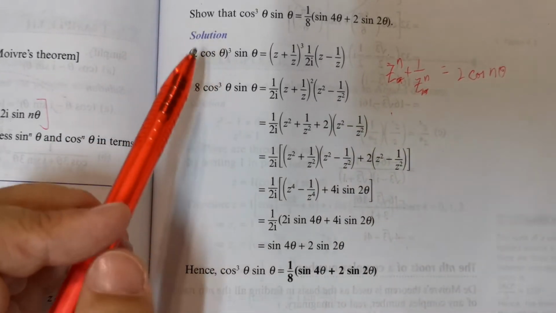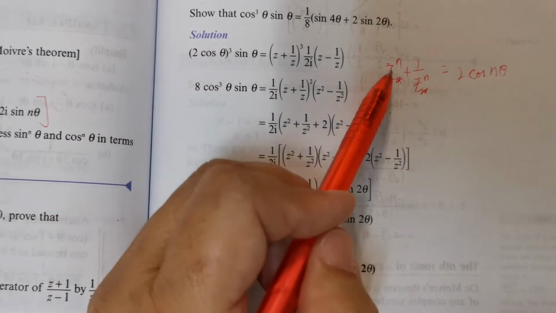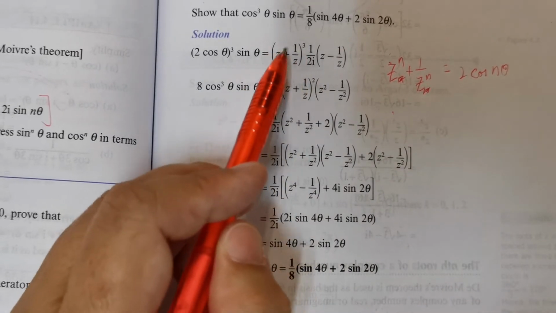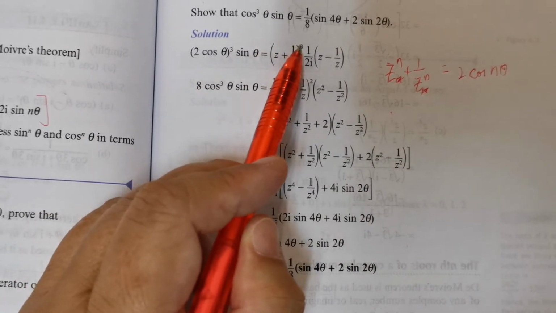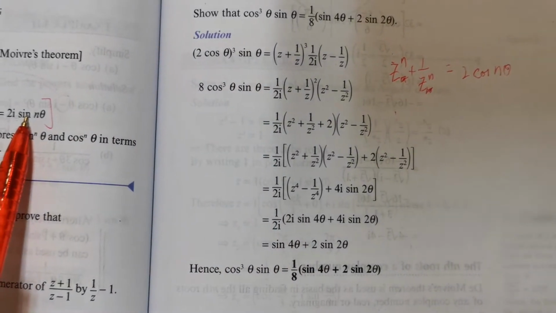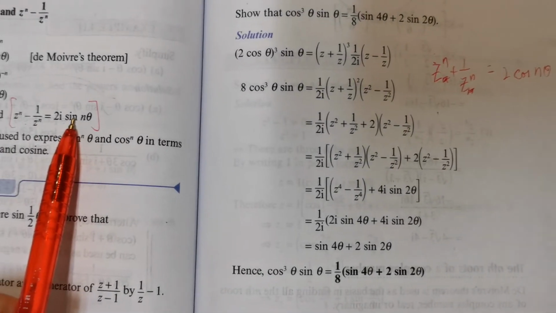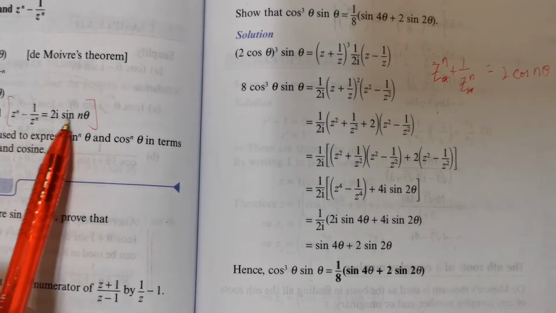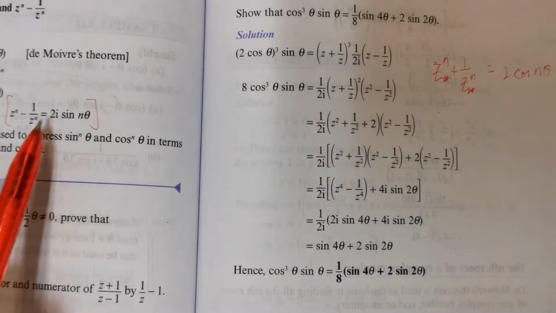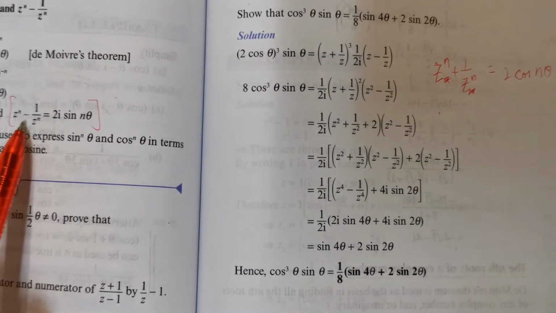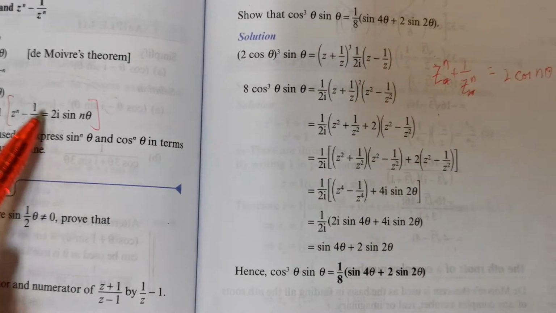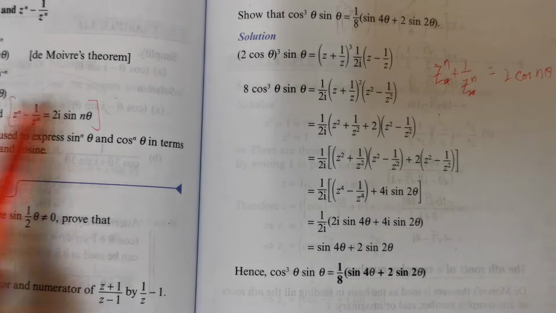We know that 2 cos theta is z plus 1 over z, because n is 1, so cube. Where else? Sine theta is here. Can you see? Z to the n minus 1 over z to the n is 2i sine n theta, and n is 1 now. So for sine theta, I shift the 2i to this side, so it's 1 over 2i, z minus 1 over z. You get this thing.